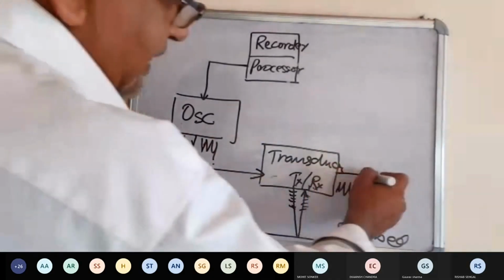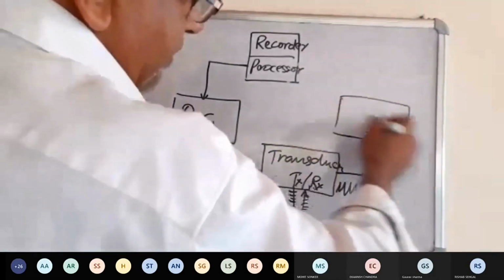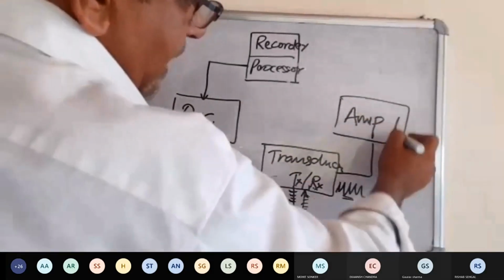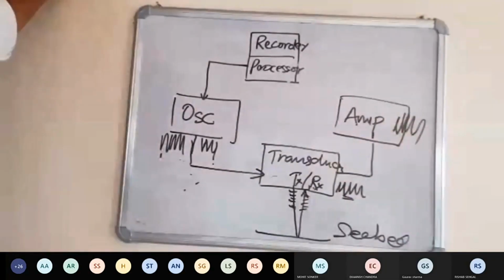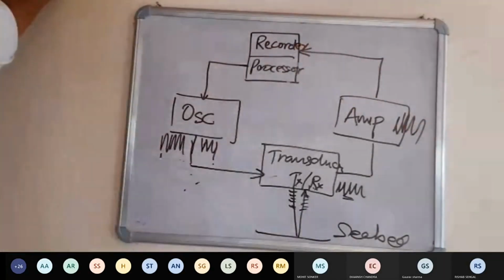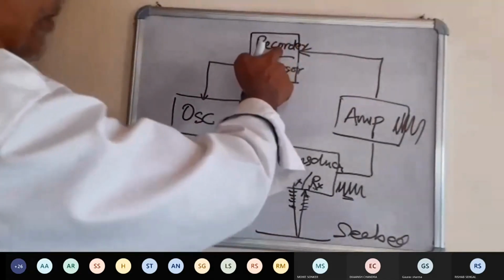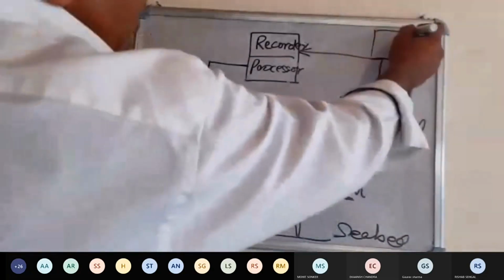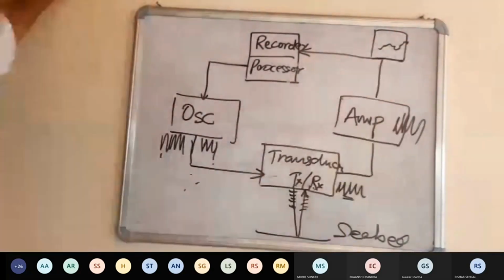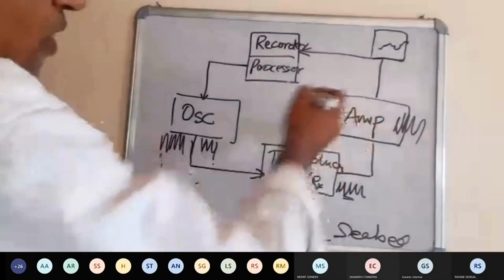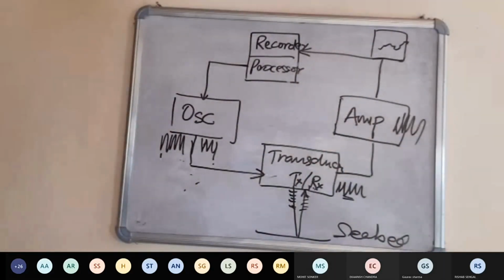This one is taken to an amplifier. इस छोटे सिग्नल को बड़ा करते हैं और उस बड़े सिग्नल को हम रिकॉर्डर में दे देते हैं। रिकॉर्डर में स्टाइलस होगा या ट्रेसिंग स्पॉट होगा, इलेक्ट्रॉनिक है तो, and on the screen you will have depth reading. So as simple as that, the block diagram of the echo sounder.